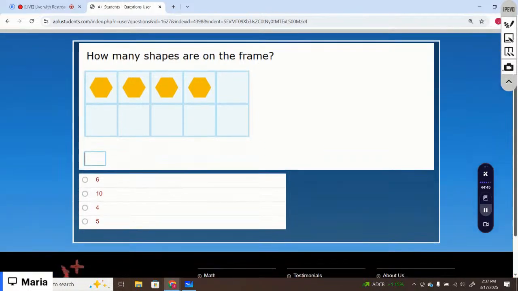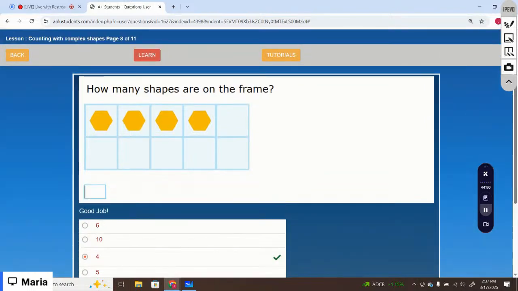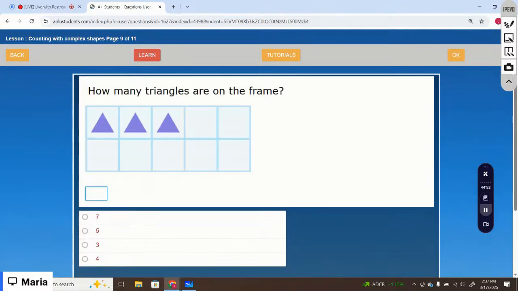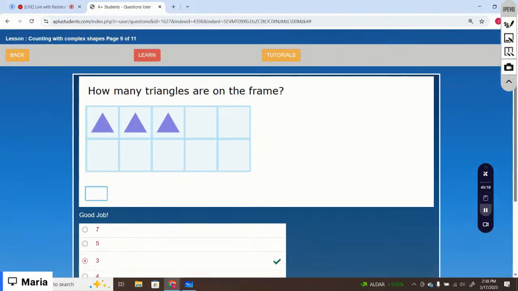There are four shapes on the frame. The correct option is option number three. How many triangles are on the frame? Option number three is the correct option. There are three triangles.